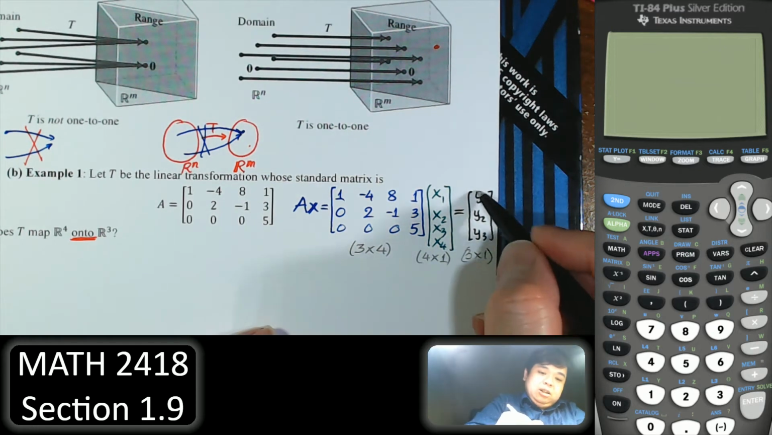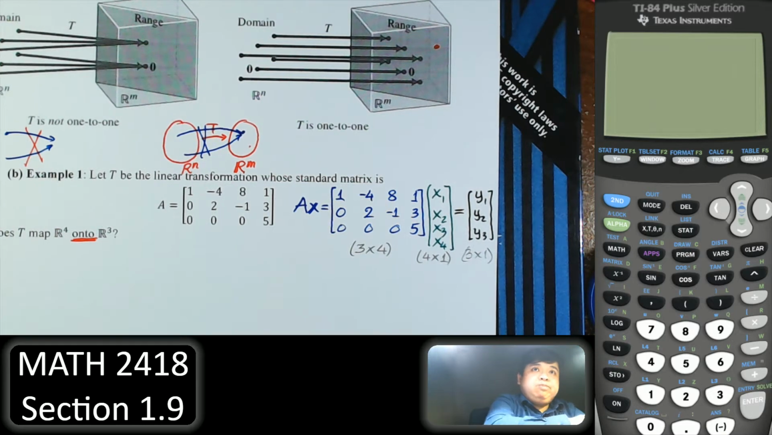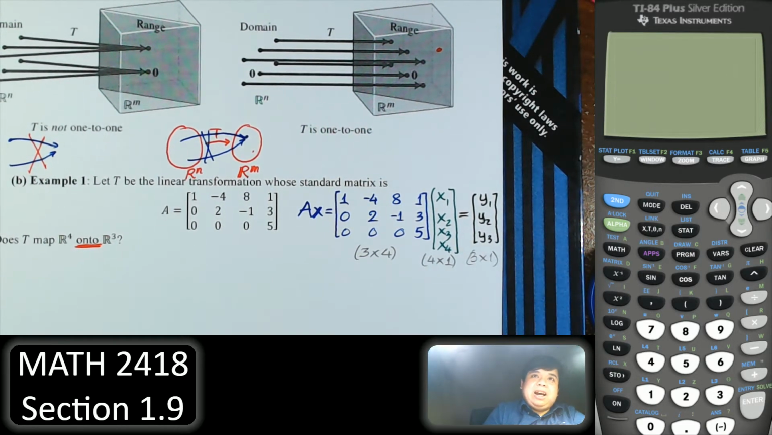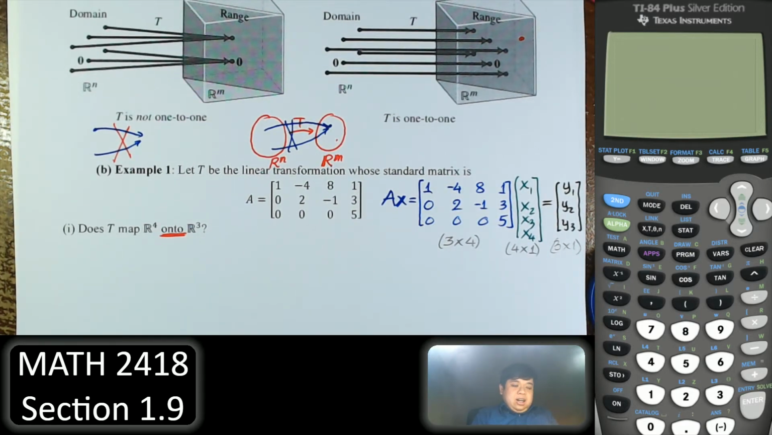Remember, this vector has to be the same dimension as the column of this matrix, right? So let's say the transformation is given like that. Now, does T map onto R3? So is that going to be onto, right? So what do we do here? Actually, just put this into a matrix and do reduced echelon form. Let's see what we get from that, right?